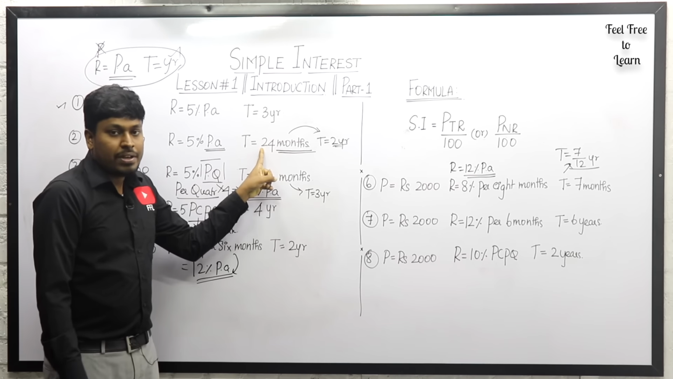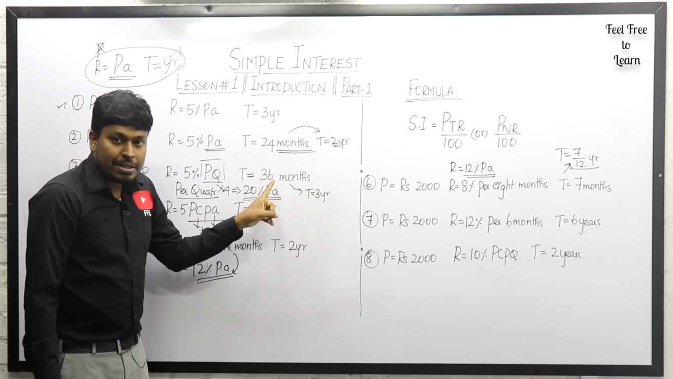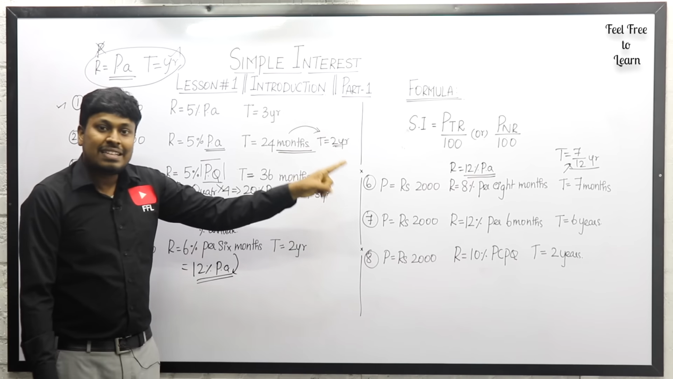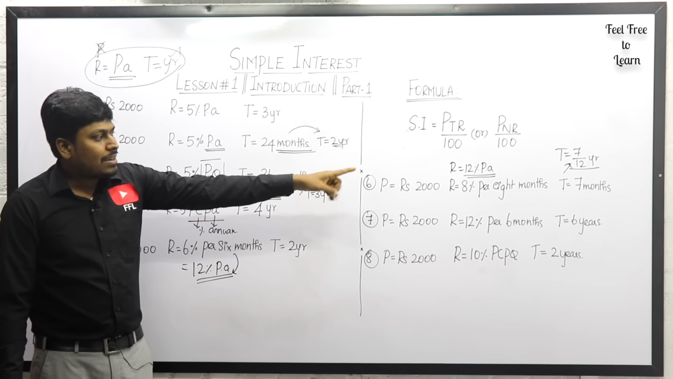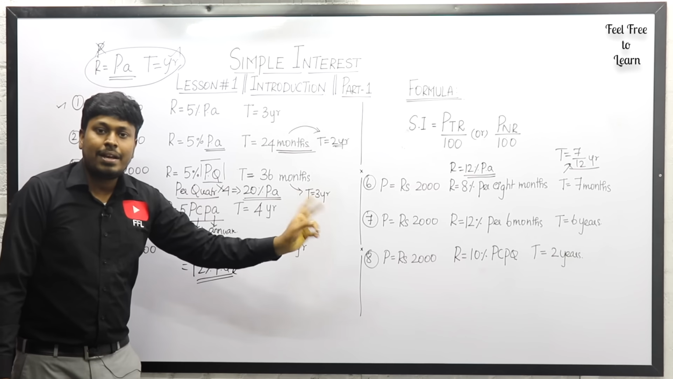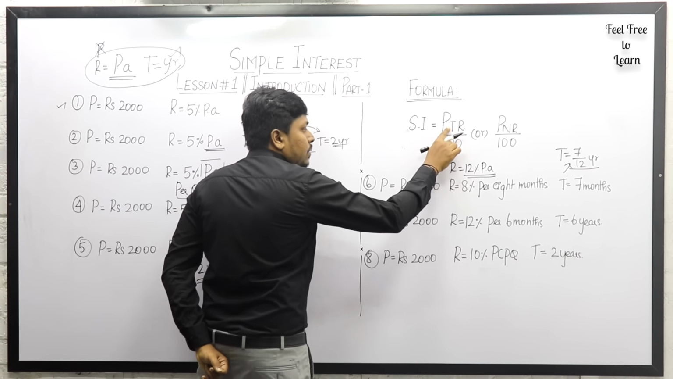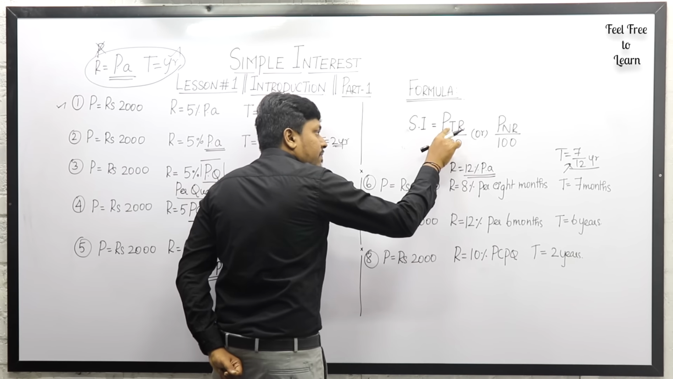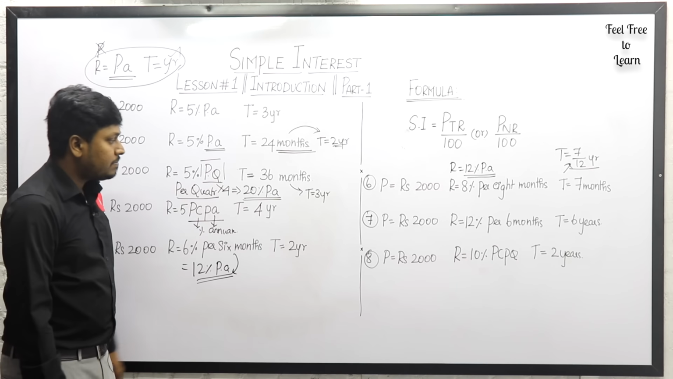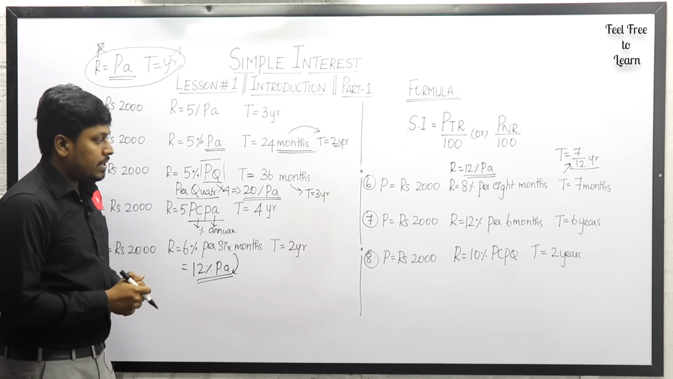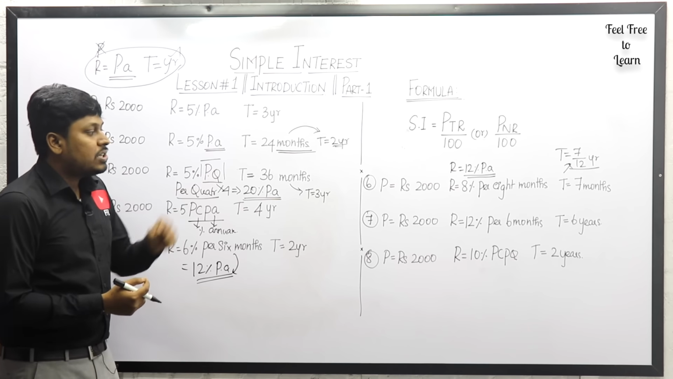Because 24 months divided by 12 will be 2 years. 36 months divided by 12 will be 3 years. 7 months divided by 12 will be a fraction; we can't cancel it, so better you write it as 7 by 12 year. Understood? So instead of T, you should not substitute 7. Instead of T, you should substitute 7 divided by 12. That's it. Got it?